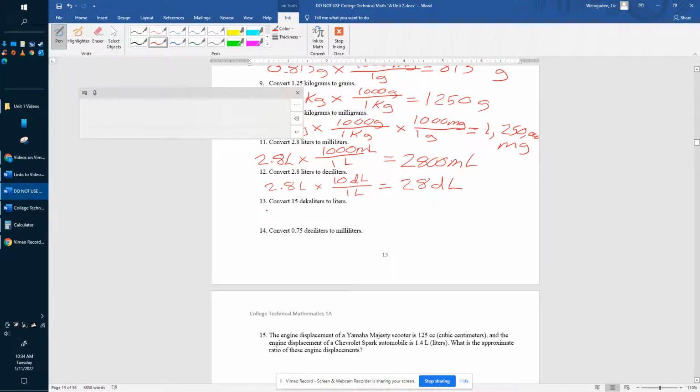Now we want to convert 15 decaliters to liters. 15 decaliters times, we have liters, we have decaliters. There are 10 liters in a decaliter. That's going to give us 150 liters.